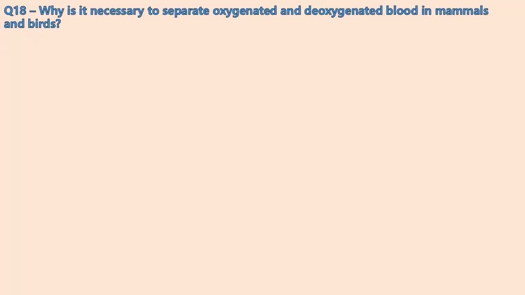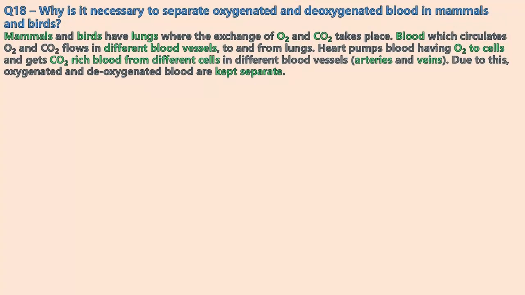Why is it necessary to separate oxygenated and deoxygenated blood in mammals and birds? See, mammals and birds have lungs where oxygen is absorbed and CO2 is released from the blood. The blood which carries O2 and CO2 flows in different blood vessels to and from the lungs. So remember, in human beings we have pulmonary arteries which carry the carbon dioxide rich blood to the lungs, and pulmonary veins which carry the oxygen rich blood from the lungs to the heart.